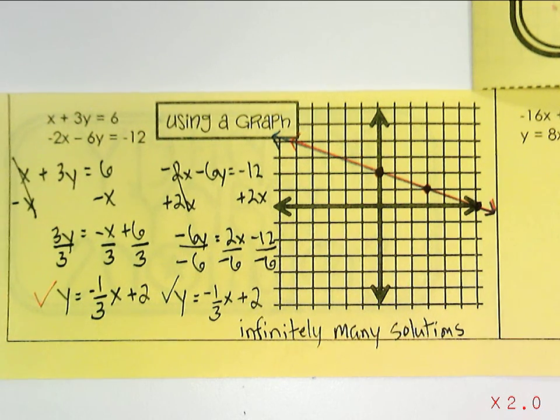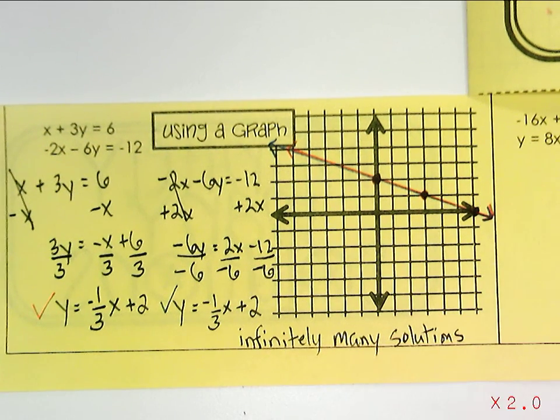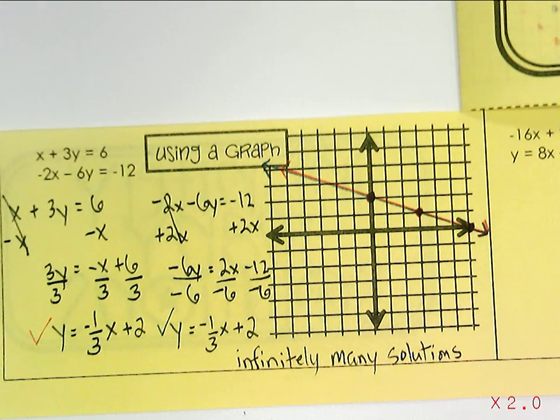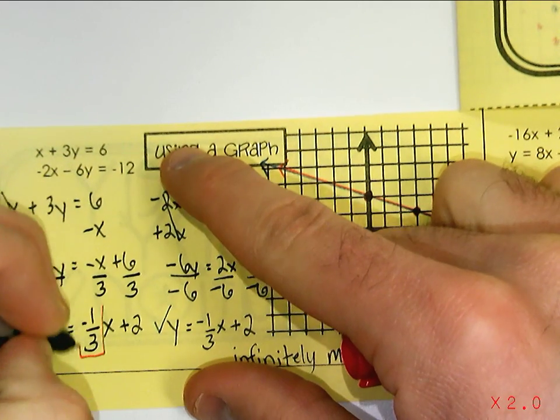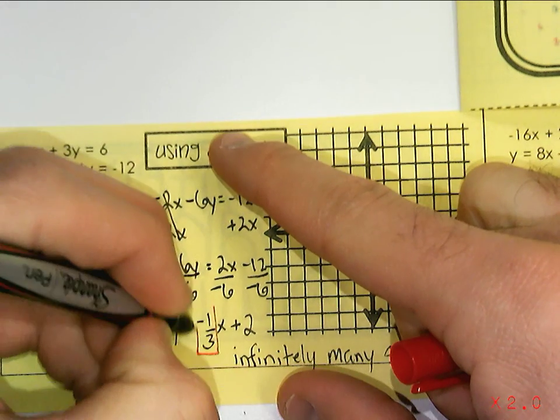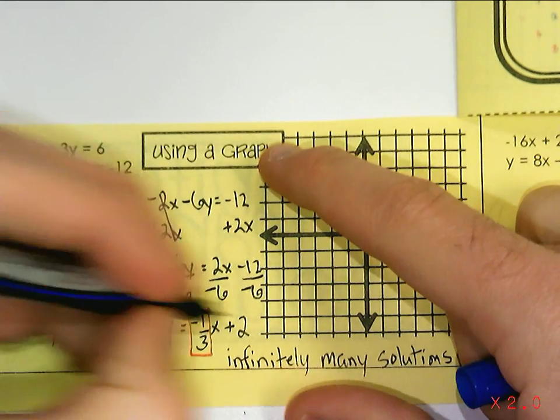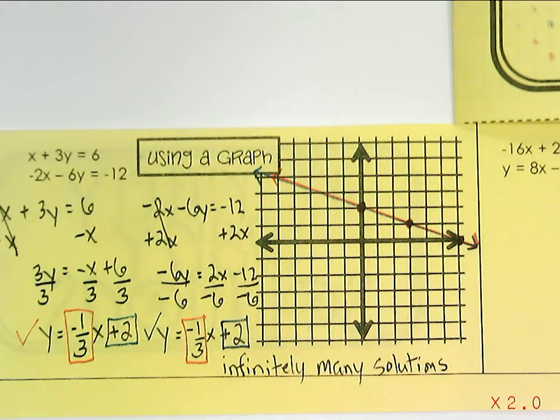So that's graphically what happens when there's infinitely many solutions. It means that the lines are exactly on top of each other. And just by looking at the equations, we can tell if one has infinitely many solutions if your slopes are the same and your y-intercepts are the same. So sometimes if you're just looking at your equations, you can get a good idea as to how many solutions it will have.